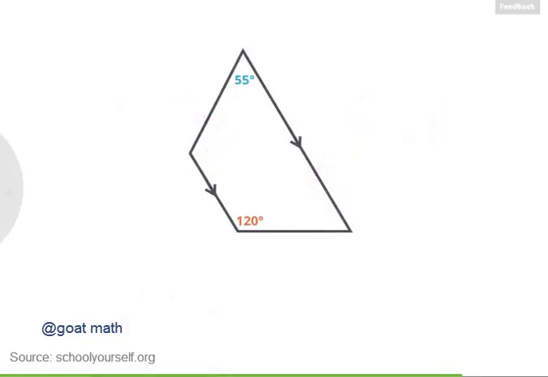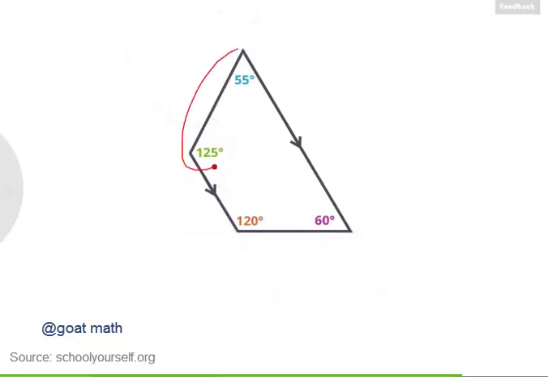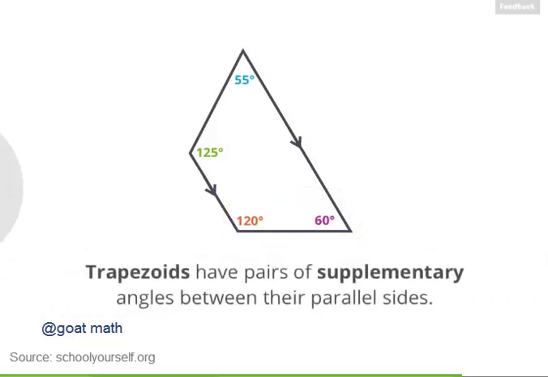Nicely done. If we were to extend the four sides into lines, we see that the 120-degree angle is alternate interior angles with this angle down here, making this angle 60 degrees. And the 55-degree angle is alternate interior angles with this angle over here, making this angle 125 degrees. So we have two pairs of supplementary angles inside this trapezoid, a fact which we've shown is true for every trapezoid.